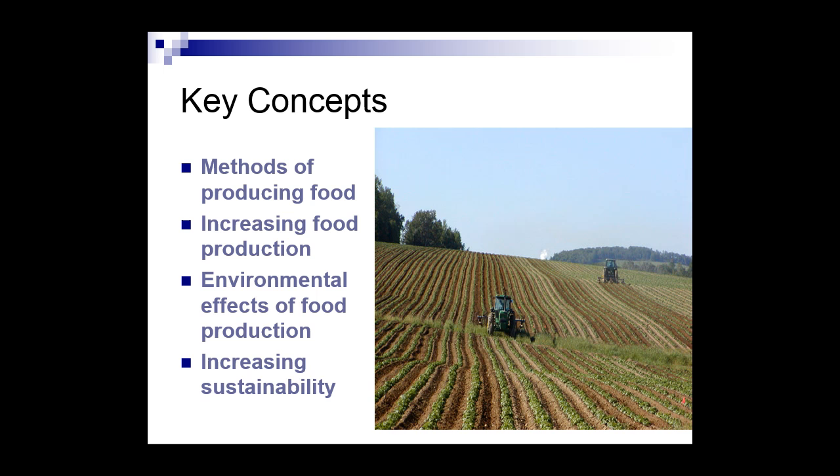So, for all 3 of these videos, the main key concepts are these 4 things. How do we produce the food? How do we increase food production to meet an increasing population? What environmental effects does that have? And then how do we alleviate some of those environmental effects? So this video is about producing food and increasing food production. Then I've got one on the environmental effects and one on the solutions.